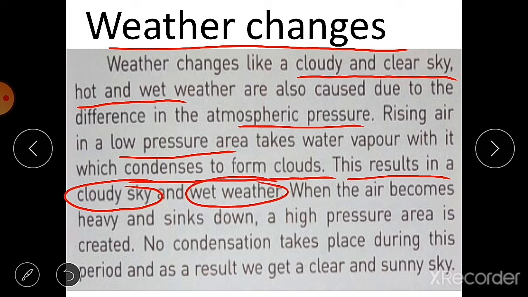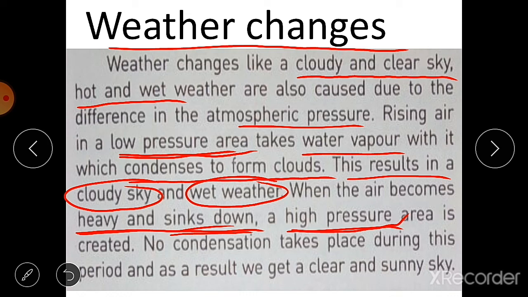Why are these clouds forming here? Because of the low pressure area and water vapor. When the air becomes heavy and sinks down, a high pressure area is created. No condensation takes place during this period, and as a result we get a clear and sunny day. It means when there is a clear sky or a sunny day, there is no condensation of water vapor and no formation of clouds, and that's why the sky is clear.